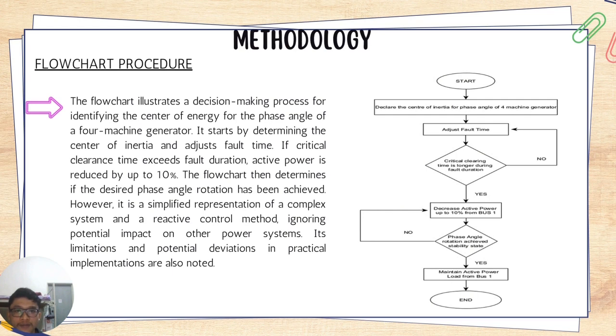After that, if the phase angle or rotor angle rotation achieves the stability state, we maintain the active power load for bus 1 and bus 2 on area 1 and area 2. But if the phase angle has not achieved the stability state, we need to decrease the active power again by 10% until the phase angle achieves the stability state. That is the process we use to solve the problem of phase angle analysis using symmetrical components. So this is the flowchart that shows the procedure. That's it from me. Thank you.